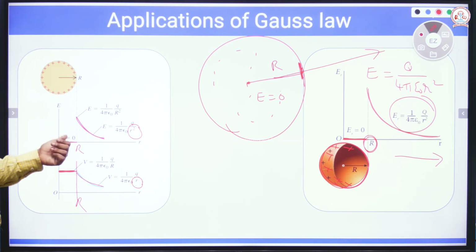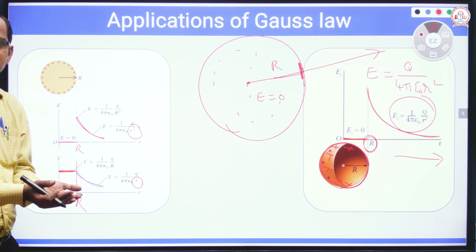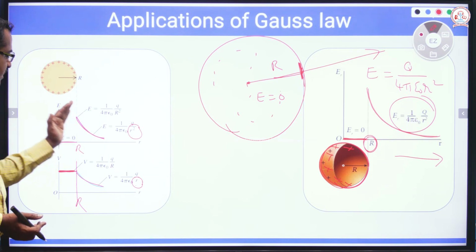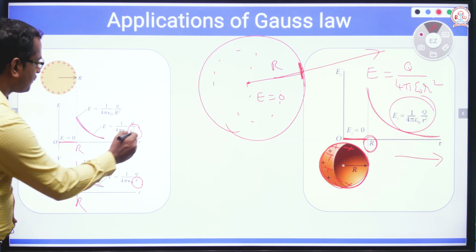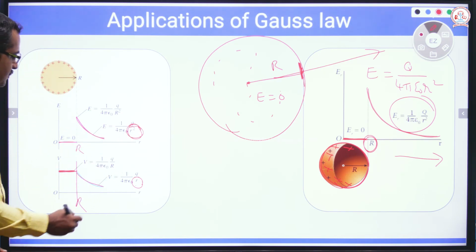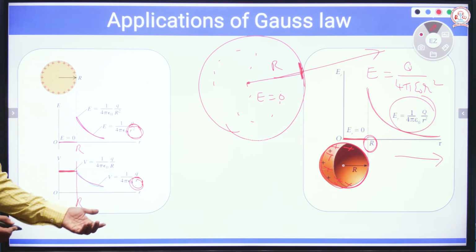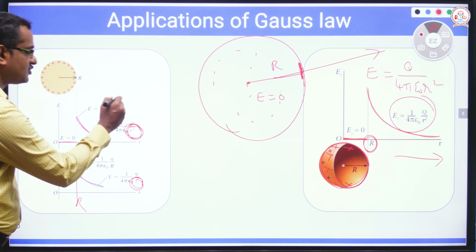In case of electric field, inside the charged sphere, electric field is zero. Outside the sphere, it decreases gradually. It is inversely proportional to the square of the distance. Potential is inversely proportional to distance R or radius. Here it is inversely proportional to the square of the radius.